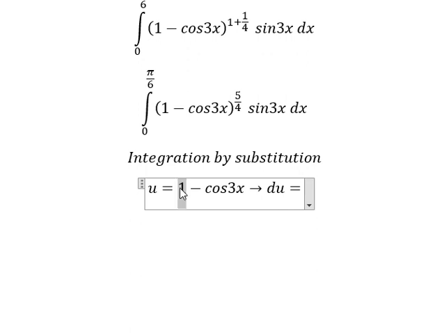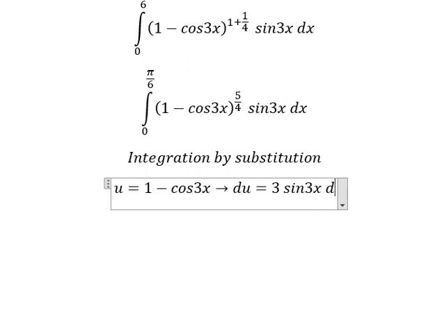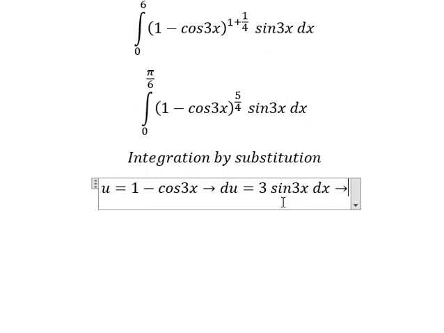This one is a constant, so you get number 0. This one we have negative 3 sine 3x, negative and negative we have positive. Because we don't have the number 3, we need to divide both sides by number 3.